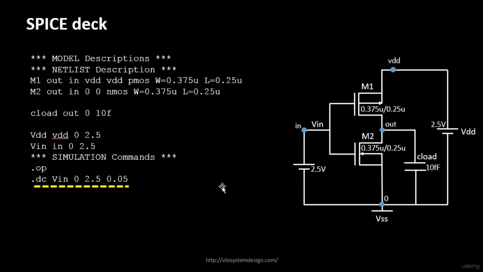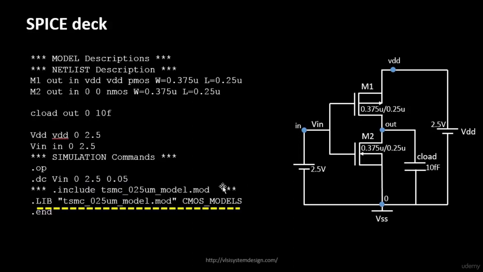The first one we will look into is the output load capacitor. The output load capacitor is connected between the out node and the node 0, and its value is 10 femtofarads, and that's what is precisely described over here. Your C load, the name of the output load capacitor, is connected between out and 0, and the value of it is 10 femtofarads.